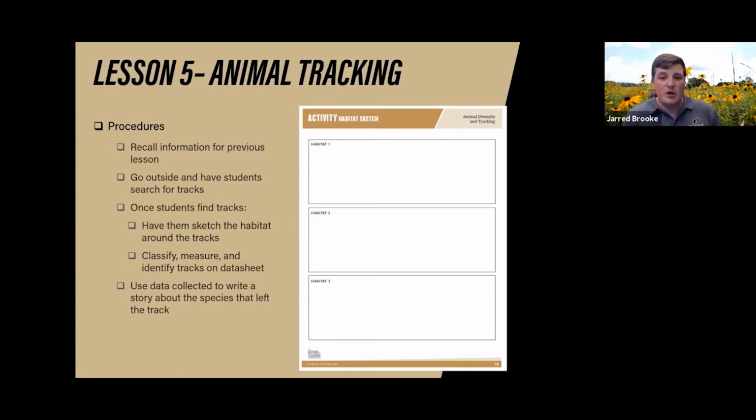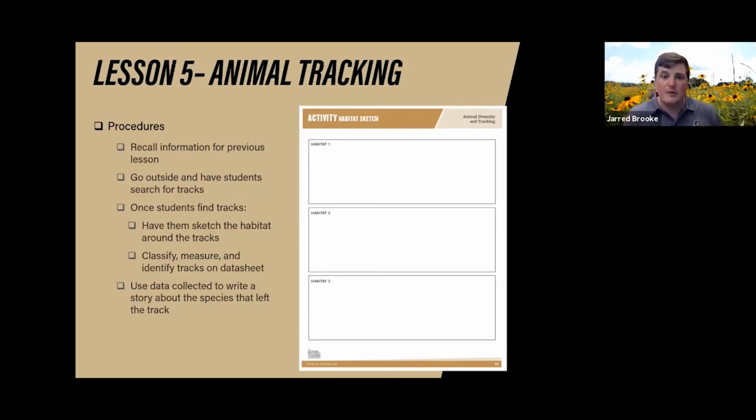As students find tracks out in the environment, they would draw the habitat or the ecosystem where they find those tracks. So maybe they find them by a stream or in a woodlot. They can draw that to help them connect where those tracks are found with the habitat on their school property. It also allows them to classify, measure, and identify tracks on that data sheet.